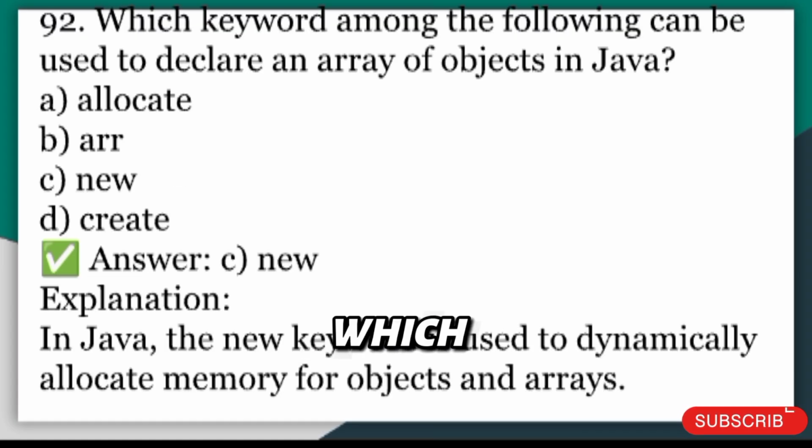Question number 92. Which keyword among the following can be used to declare an array of objects in Java? So the right option is C, new. Explanation: in Java, the new keyword is used to dynamically allocate memory for objects and arrays.